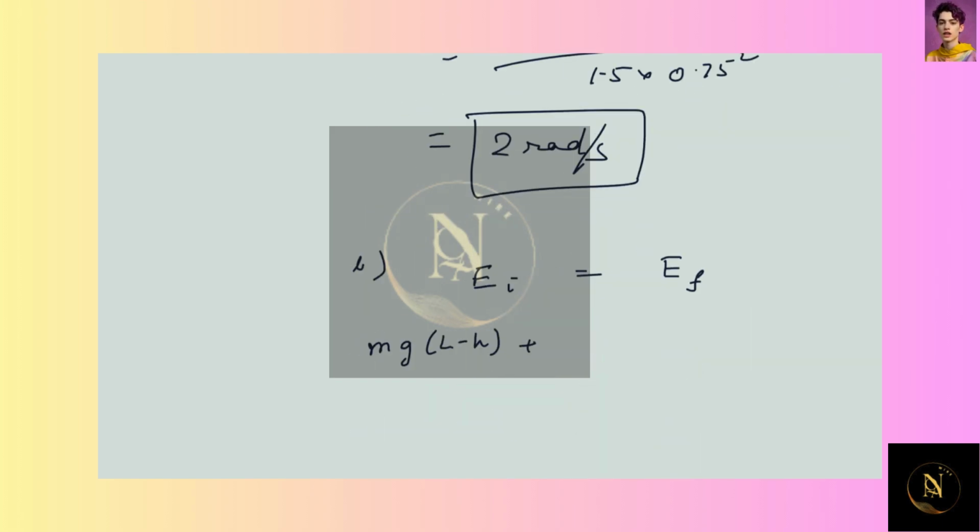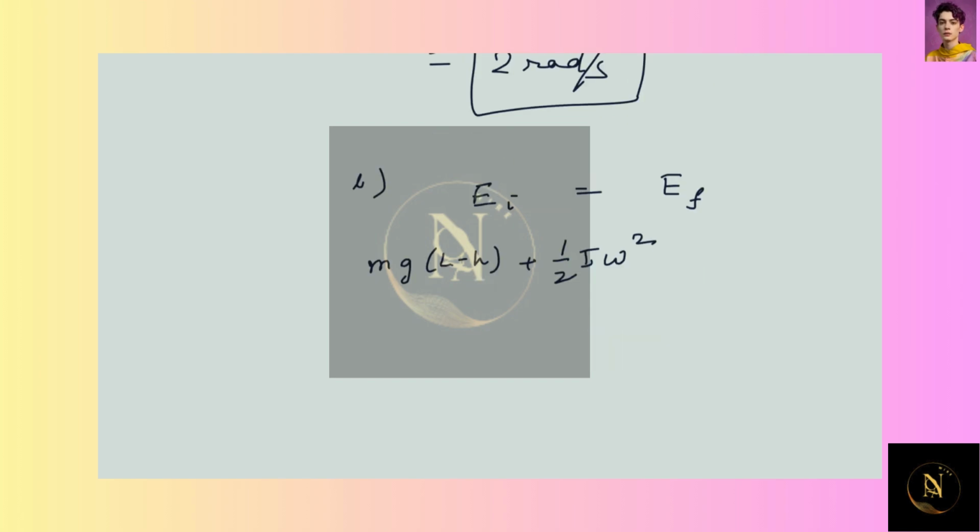Plus with that the rod has gained some energy which is half I omega square, right? So this is what we have. And now when the bird reaches the ground, right, the entire energy will be converted to kinetic energy of rotation of the rod, half I omega f squared, right? So here you have got mass of the bird is 0.5, g is 9.8. Here you have got 0.5.